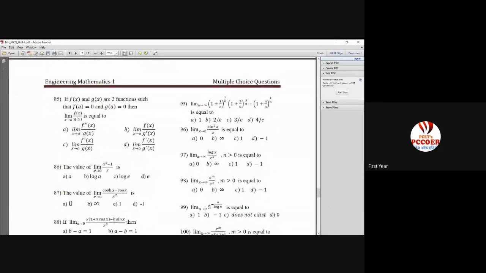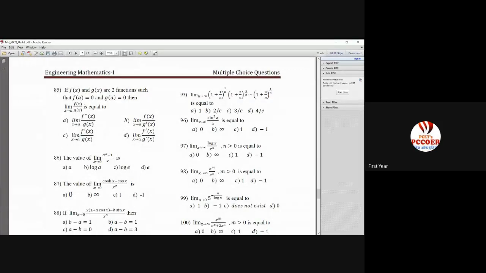Here see. Question number 85. They have given you directly in this f dash by g dash form. So option D is the answer.